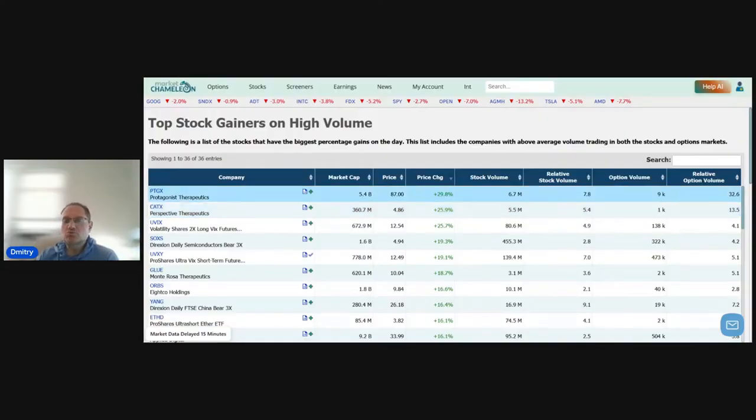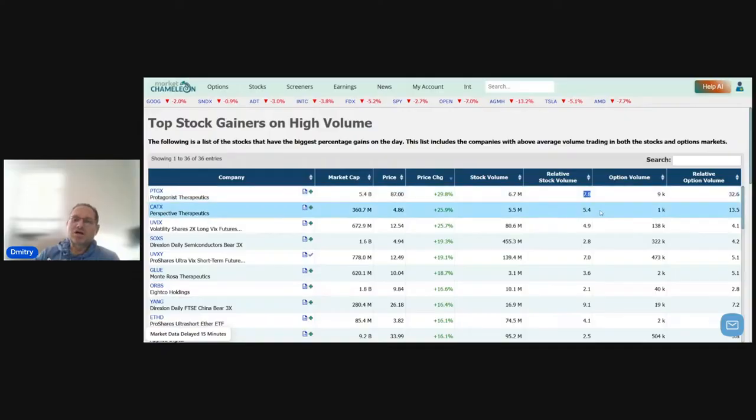So we'd have to take 6.7 million shares and compare it to an average day. So we could take a ratio, right? If on average PTGX trades 1 million shares a day, well, 6.7 million divided by 1 million would be 6.7 times your average daily volume. So here we see the relative stock volume, 7.8. So it tells us here that it was up almost 28.9% on volume that was 7.8 times the daily average volume.